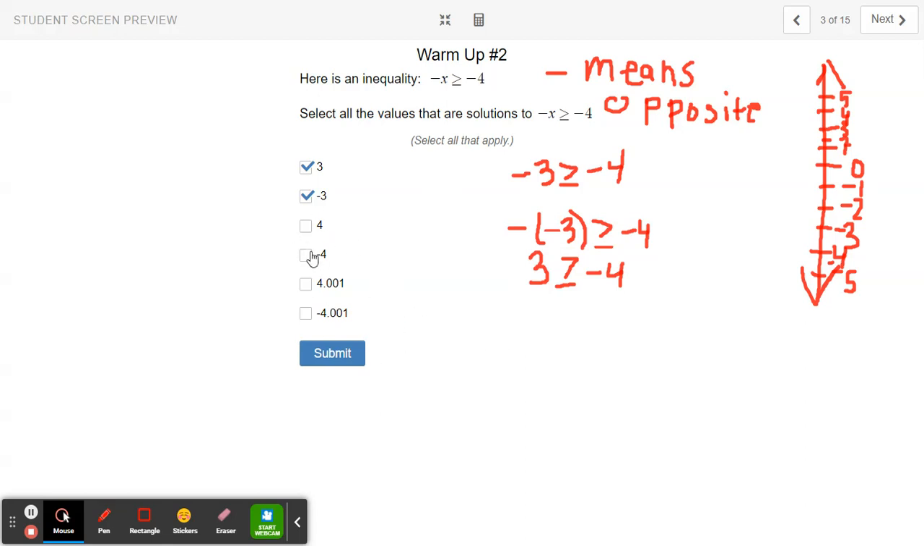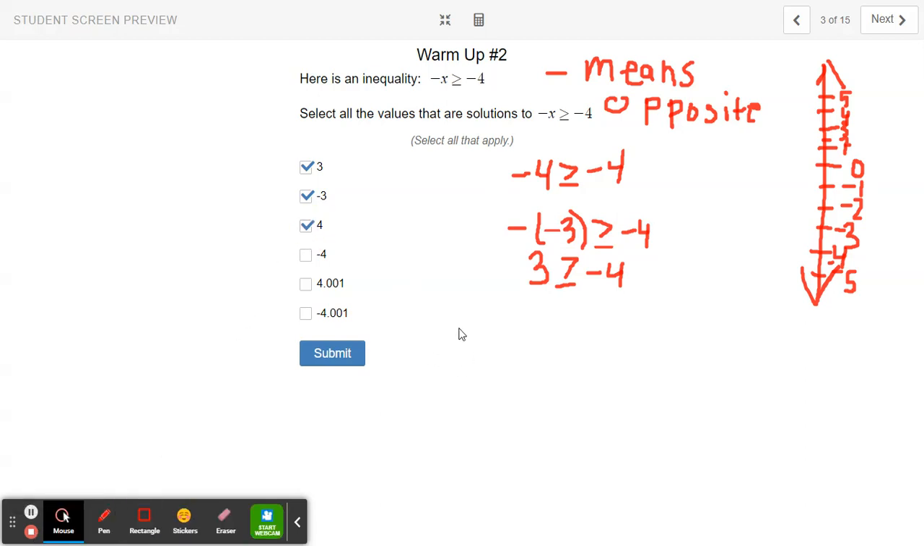Okay, so now let's look at this. We're going to do the same thing, but now it's positive 4. So let's look up here. I'm just going to erase the 3 from before. And we know that we're looking at 4 for x. So it says negative 4. We're using positive 4 for x. Is negative 4 greater than or equal to negative 4? Well, negative 4 is equal to negative 4. So that does work.